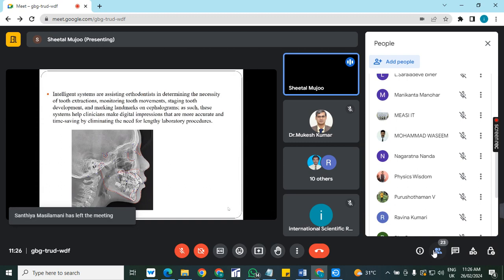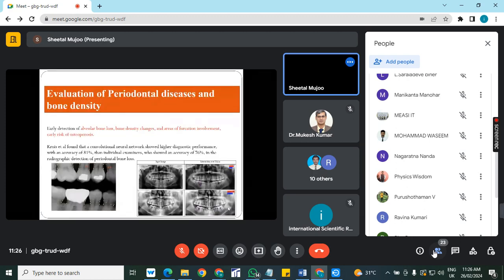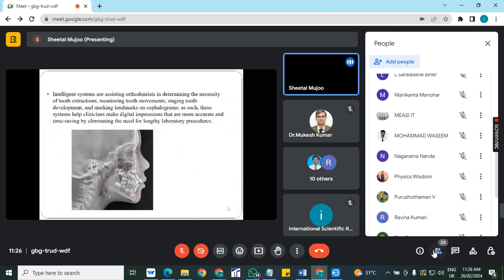When we used to do model analysis, before we used to take casts, and then again we had to send them to the lab for making the cast and all. Now what we can do is make digital impressions, and then immediately use artificial intelligence, and within no time you will get all the analysis done. So that is the benefit of using artificial intelligence, and that can be done even if you are not there.